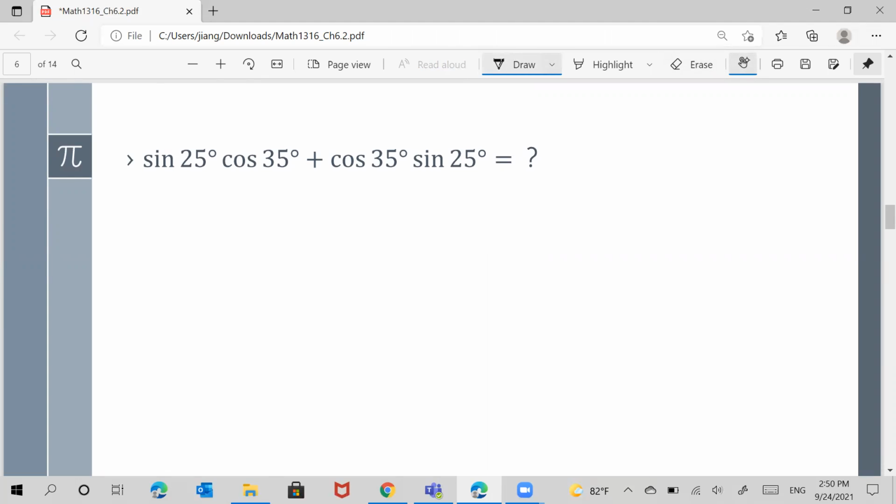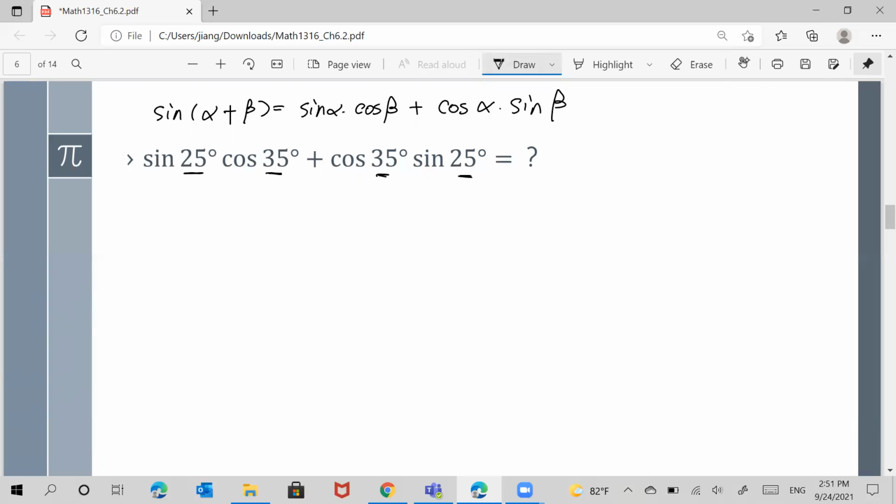Sine 25 degrees times cosine 35 degrees plus cosine 35 degrees times sine 25 degrees. For this one, do you still remember sine of alpha plus beta equals sine alpha times cosine beta plus cosine alpha times sine beta? And here, let's say 25 is alpha. So sine alpha times cosine beta plus cosine alpha. Is it correct?